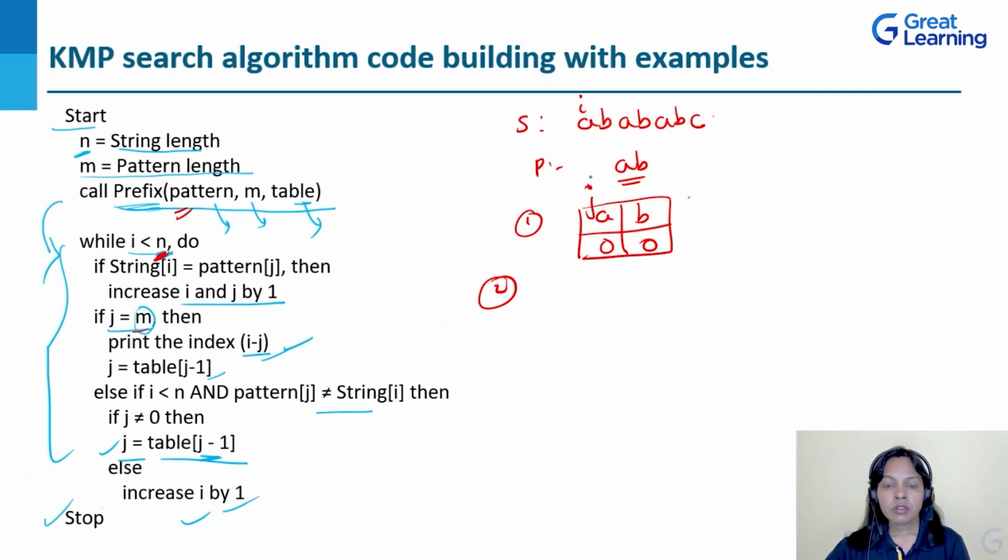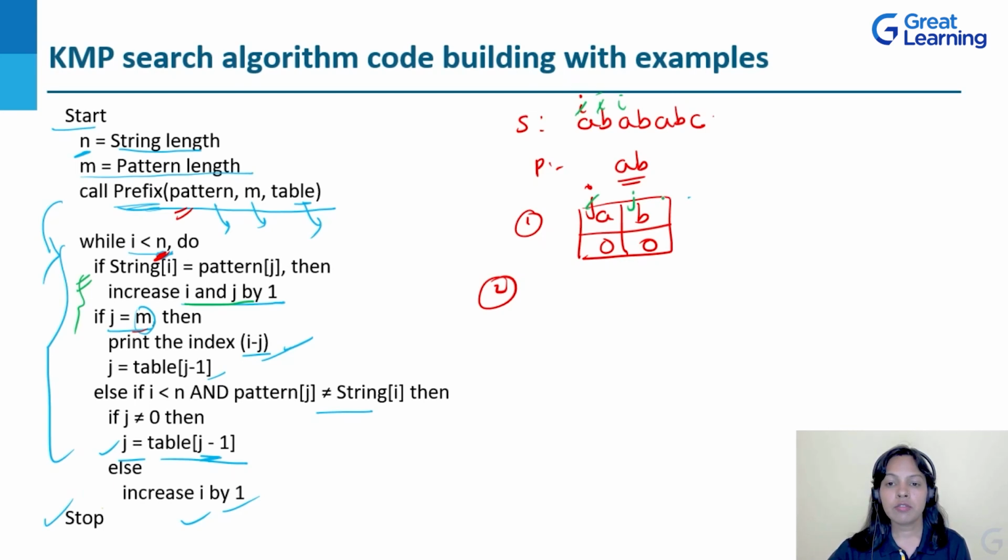So the algorithm will start from here. String I is equal to pattern j, so I and j will be compared. It is matching, right? If it is matching, then you have to increment I and j both by 1. So I will be pointing here, j will be pointing here. It is matching again here also, so it will increment I and it will increment j.